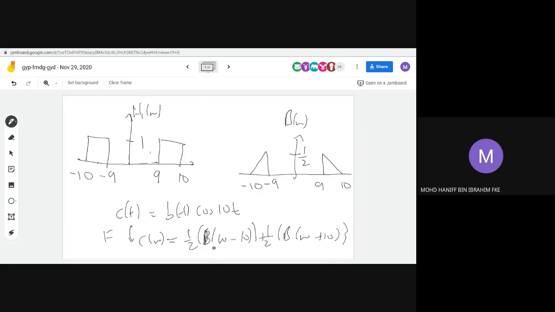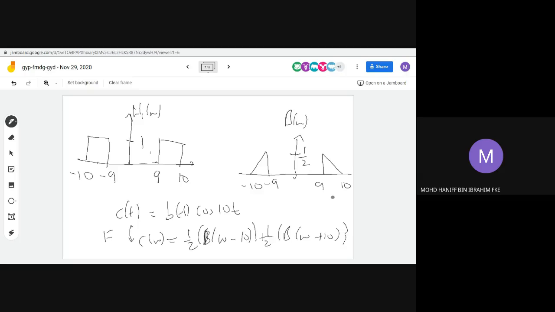Okay, so from here we notice that C omega is due to B omega, which will be shifted by 10 units to the right and 10 units to the left. So we consider the first signal here, which is from 9 to 10.